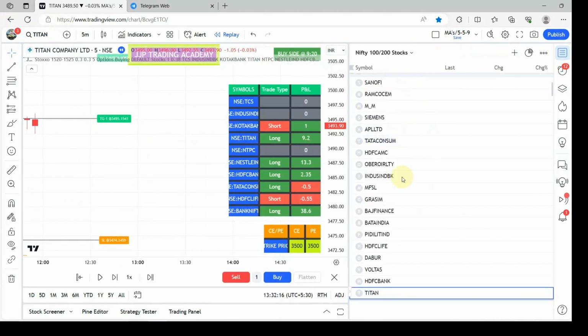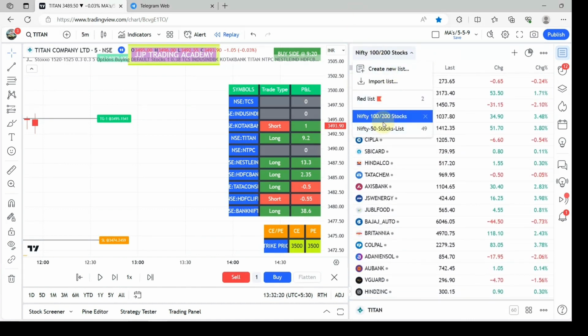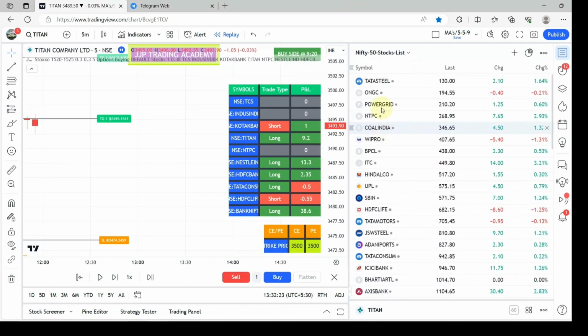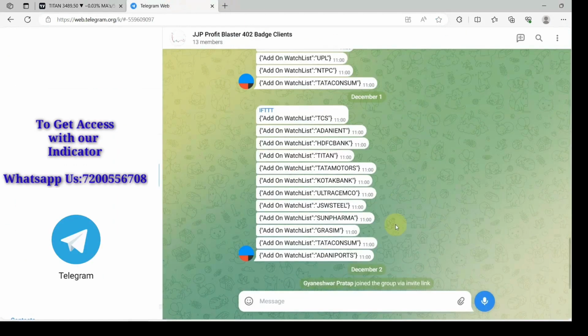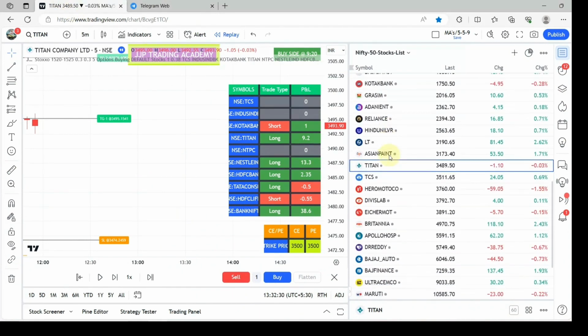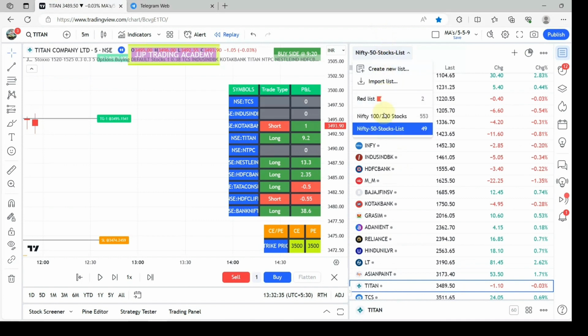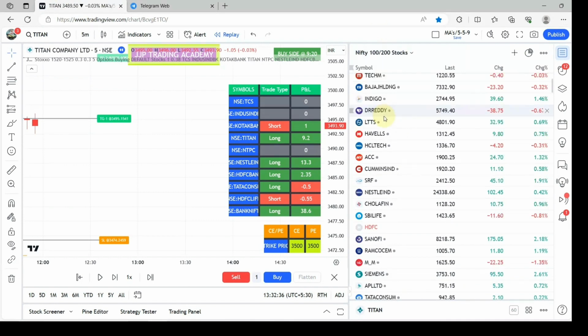So basically we have created all the stock lists. This is the Nifty 100 stocks. For the Nifty 50 stock list alone, we have created the alert in our Telegram, so these stocks will be based on Nifty 50 only. If you want to trade more stocks than this, you can also trade. You can just open another watch list like Nifty 100 or Nifty 200.